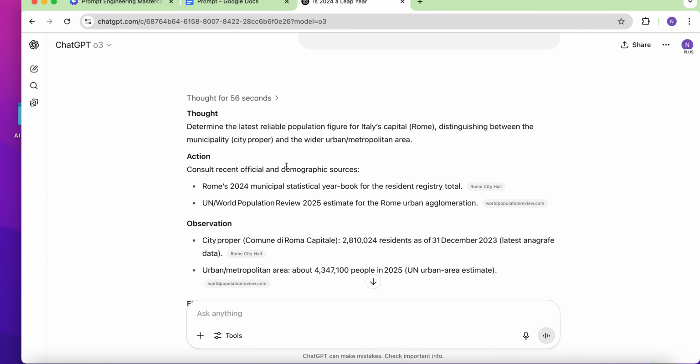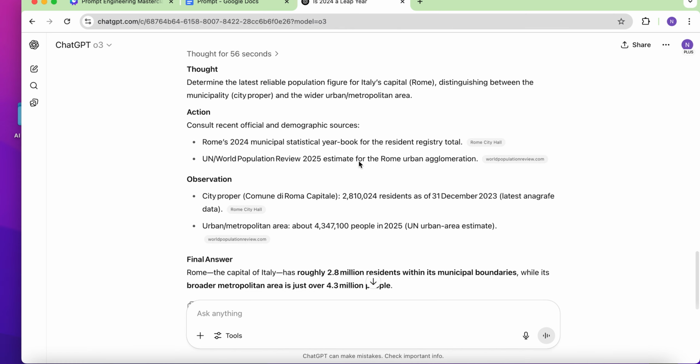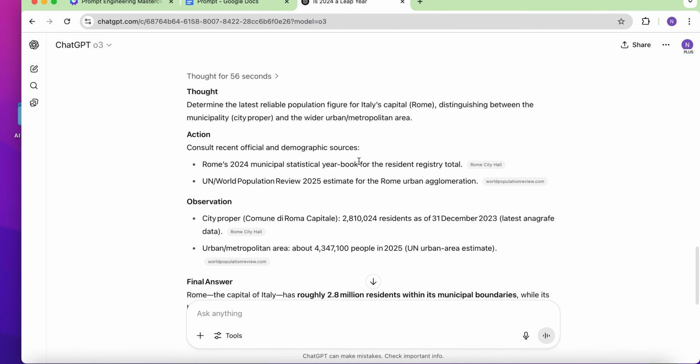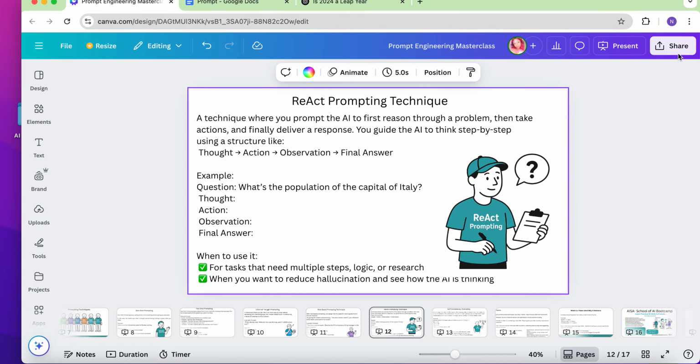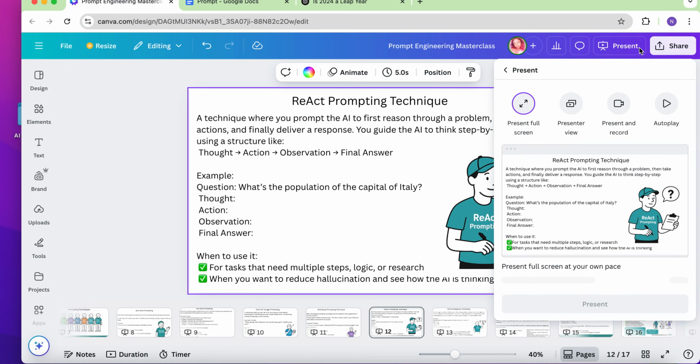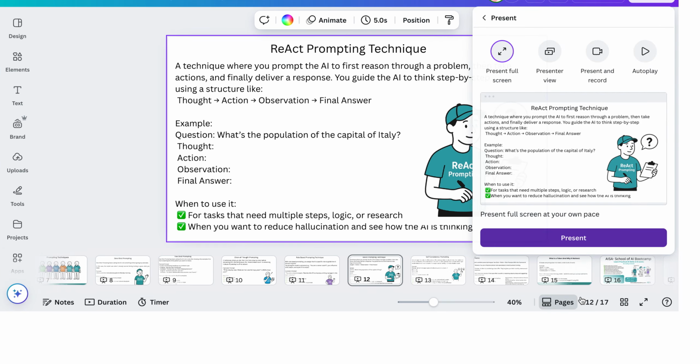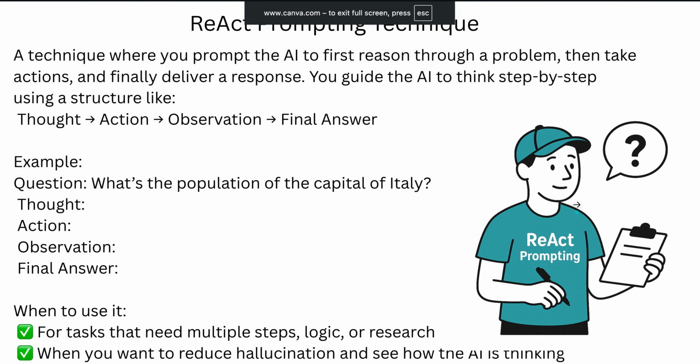So when you're trying to do research and you want very, very accurate responses, the React prompt framework is ideal, okay? The React prompt framework is ideal.